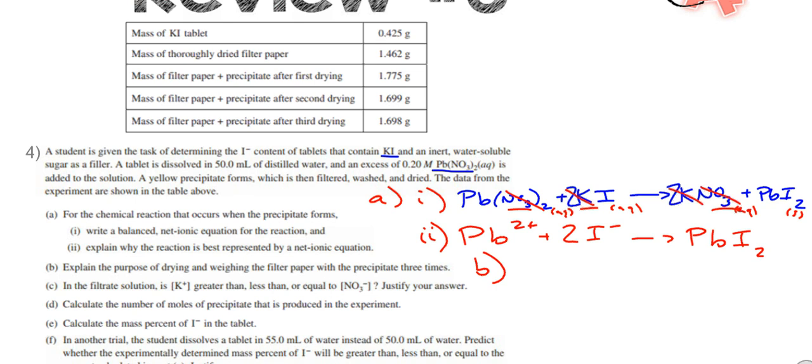Okay? So filter paper and the precipitate must be dried several times to ensure that all the water has been driven off, or all the water has been removed. Whenever you see that, that's not common. It's like the third time we've seen a problem like that. So to ensure all the water.